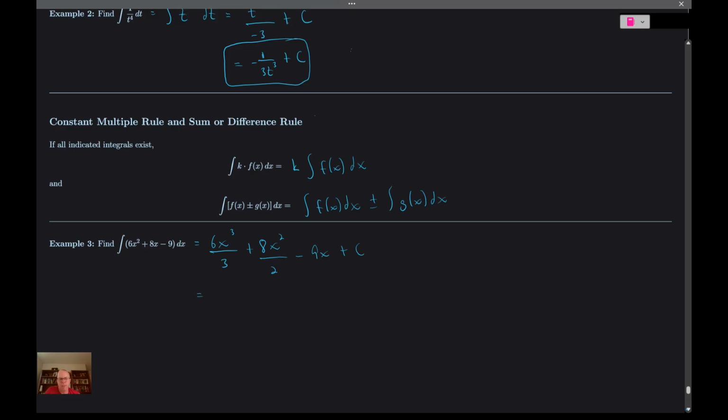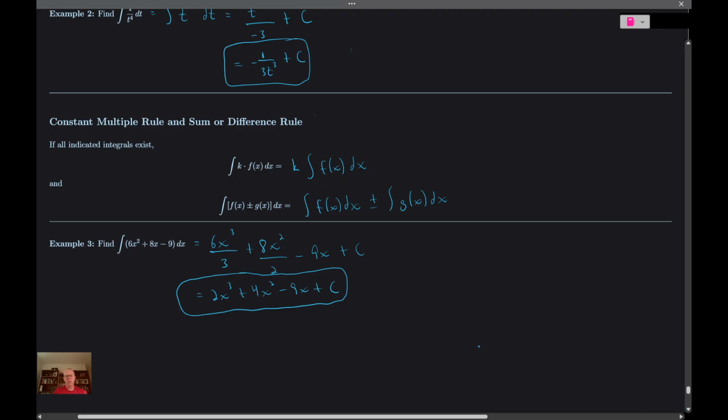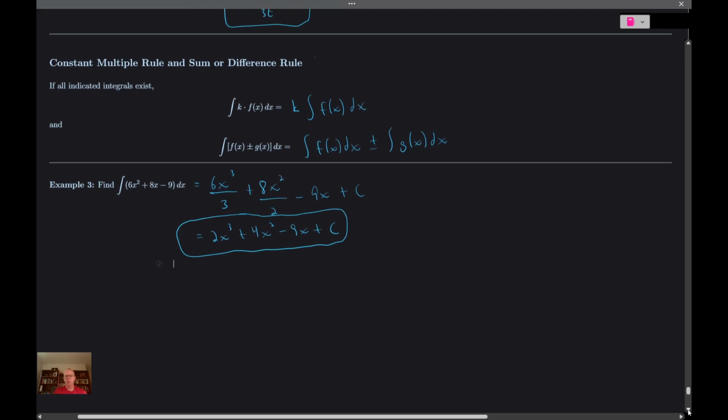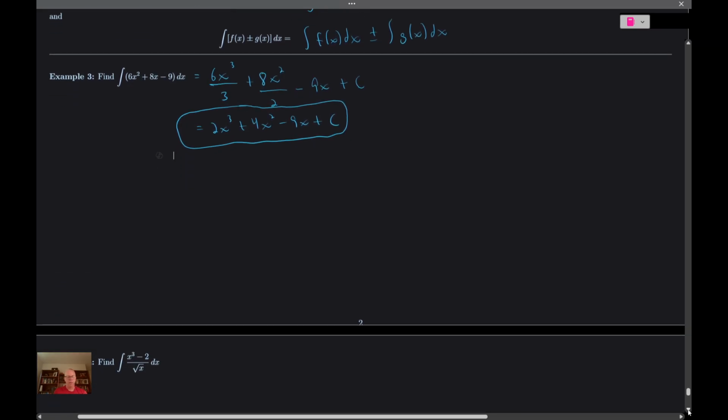Now, let's just simplify this. We get 2x cubed plus 4x squared minus 9x plus c, where c is any constant. And you can check if you take the derivative of this, that one won't take but a second, you can see that we'll end up back where we started. All right, so let's look at another one.